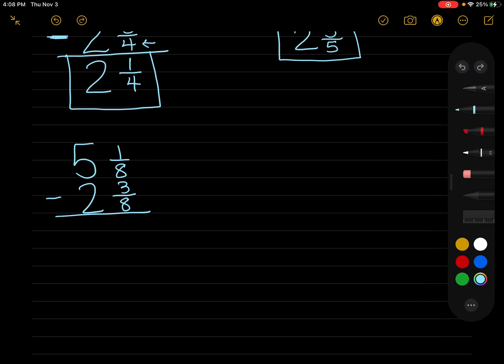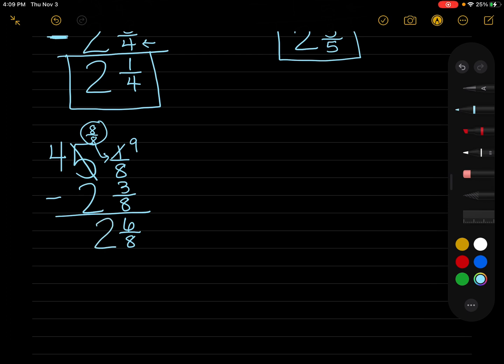So I'm going to borrow. When I borrow from the 5 this time, remember that what I'm borrowing is 1, so that would be 8/8 is what I'm borrowing. But I already have 1/8 here. So that means the 1/8 changes to 9/8, because I was borrowing 8/8 plus the 1/8 is 9/8. So now I have 9 minus 3/8 is 6/8 and 4 minus 2 is 2.